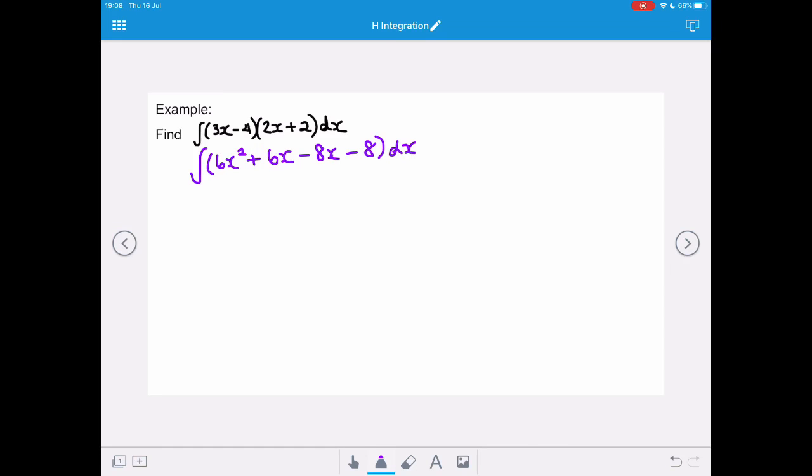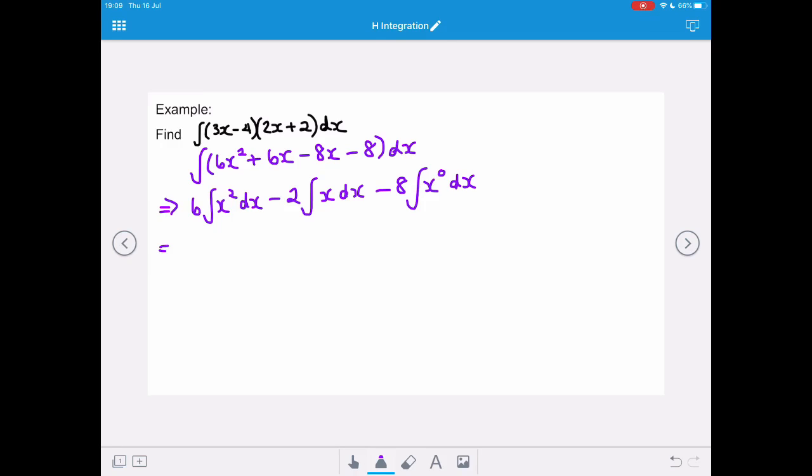So the next step is to rewrite our integrand with the coefficient in front of our integration symbol. And we're also going to collect our like terms. So 6x take away 8x will give us minus 2x. And remember that a constant term has an x to the power of 0 as its power of x.